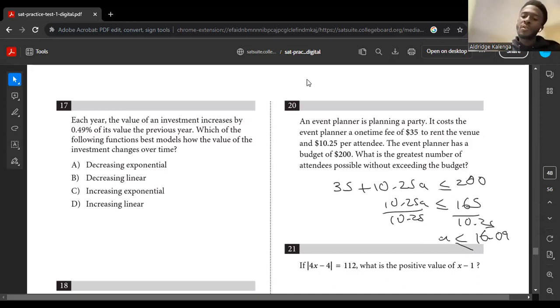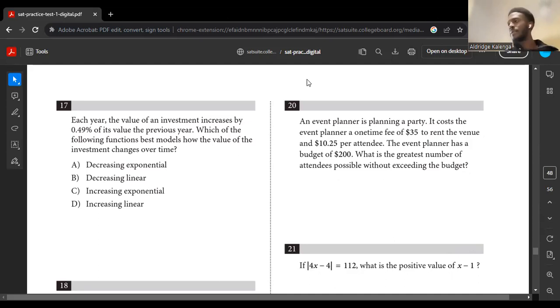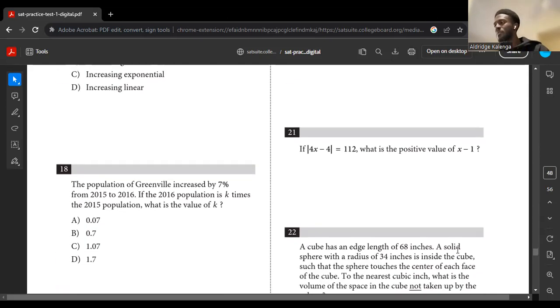So 16. I don't know if you said 16 or 6. I think you said 16, so we'll go with 16. So the greatest number of attendees possible is 16, because you can't have 6. We want the greatest number of people, right? So it should be less than 16.09. So obviously the greatest number of people less than 16.09 is 16, right? So we round down to the closest whole number because we're dealing with people. So our answer is 16. We move on to question 21. Again, if you have any questions, stop me.